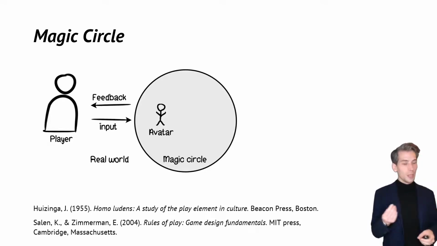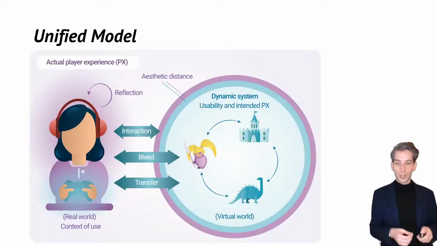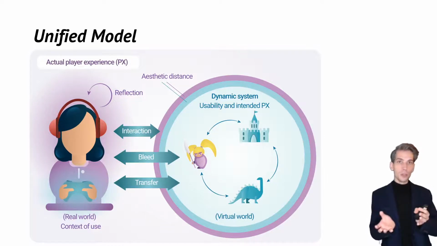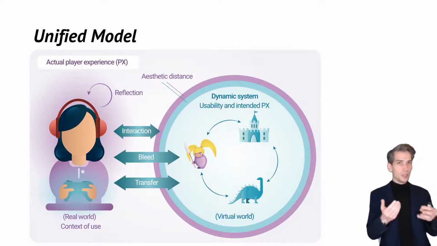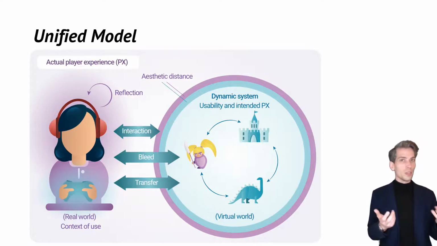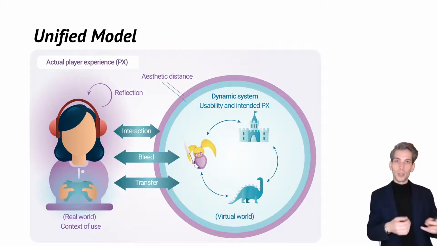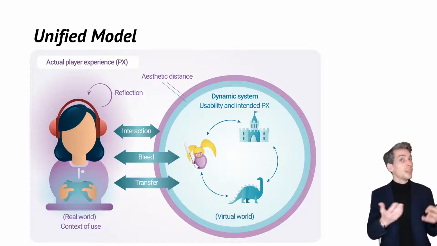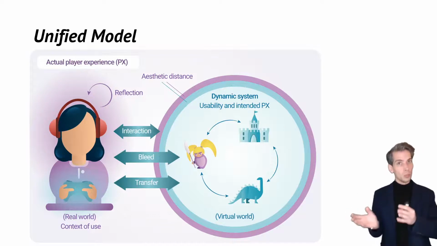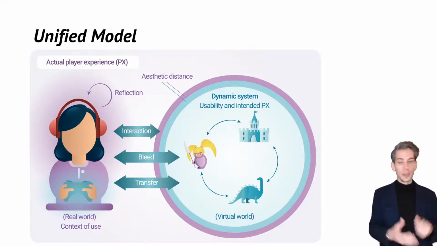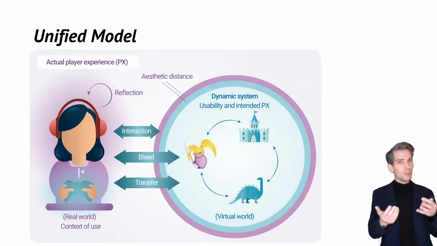So combining the magic circle with the MDA framework resulted in the model that you see here, where the magic circle is still depicted, and it's actually the same as the dynamic system. So it's the game system that describes the interactions that take place, the dynamics, but also describes what the boundary of this virtual world or the interface actually is like. The actual experience of interacting with a game happens in the real world, is experienced by an individual player, and it is built up out of these different components.